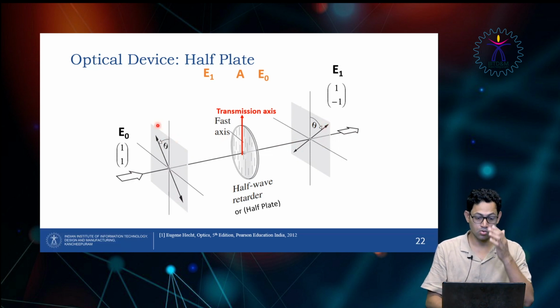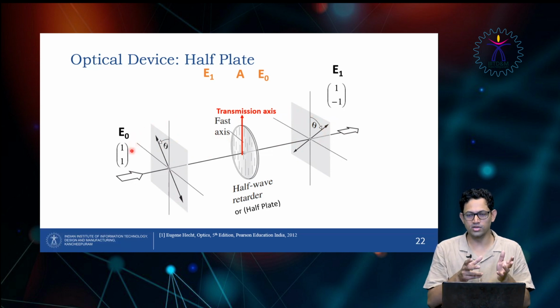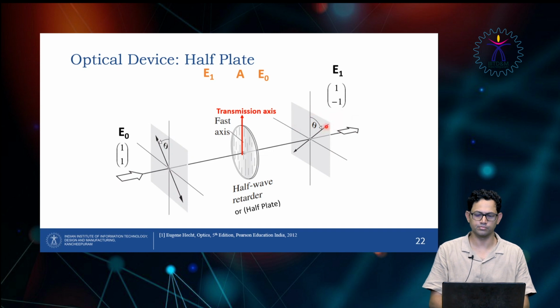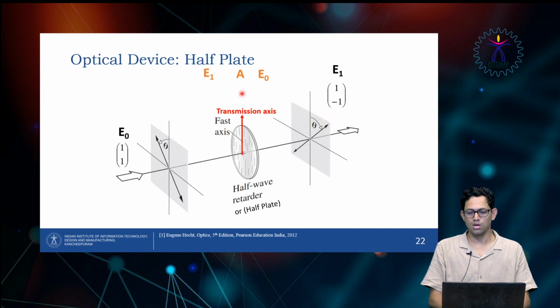Now if you see the Jones vector of the input polarization state, it's around 1 1. If you see the output polarization state, it is 1 minus 1, because it's shifted over to this quadrant over here. So what has to be the matrix which converts 1 1 to 1 minus 1?